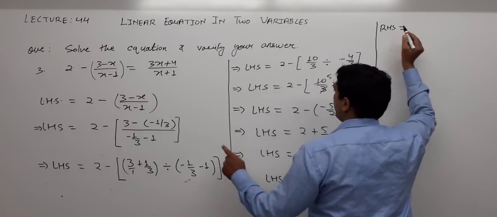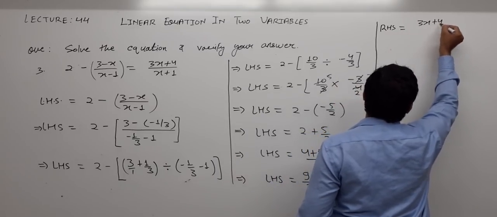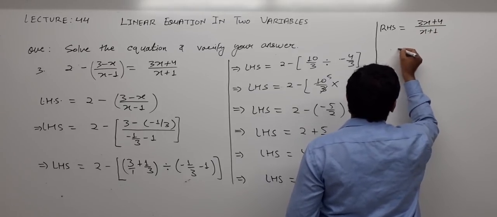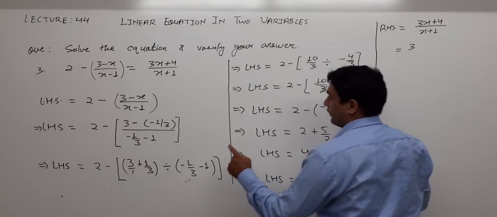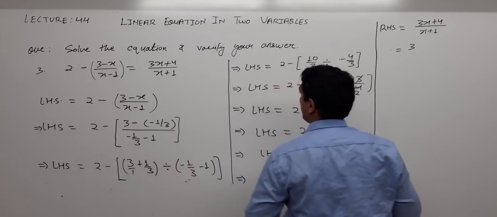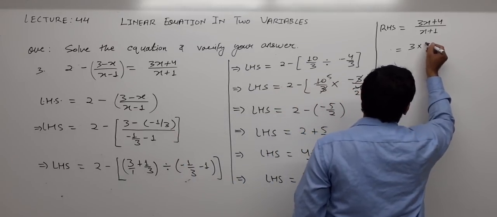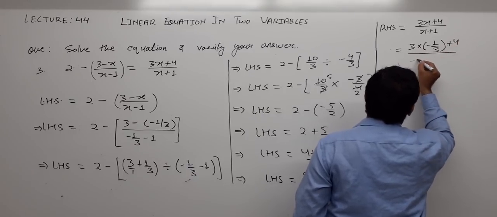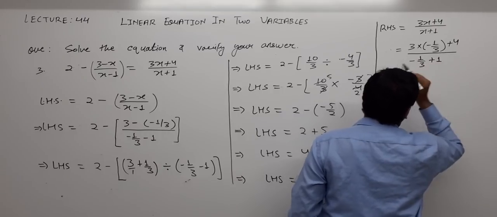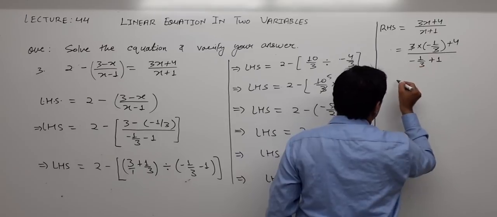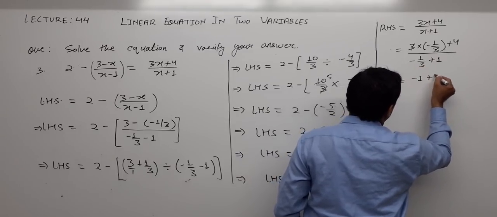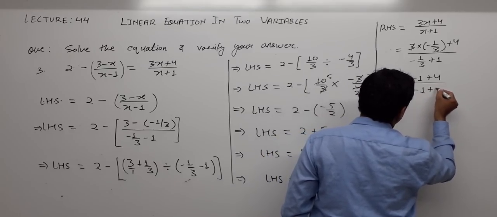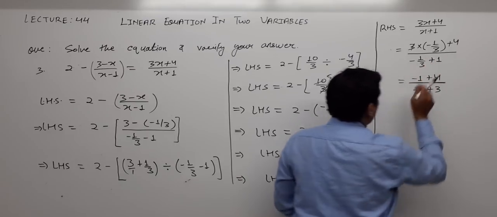The right hand side is 3x plus 4 upon x plus 1. Okay, so in the right hand side, x is equal to minus 1 upon 3. So x is equal to minus 1 upon 3 plus 4 divided by minus 1 upon 3 plus 1. Now this 3 and 3 I can cancel out. So in the numerator I will get minus 1 plus 4. Over here I will get minus 1 plus 3.